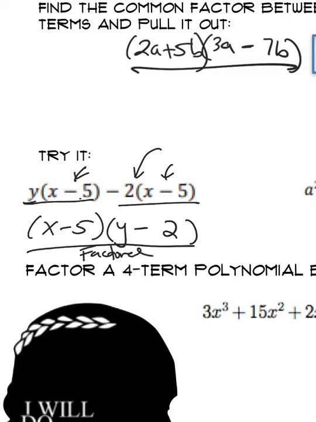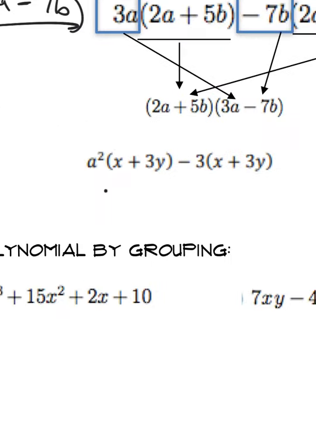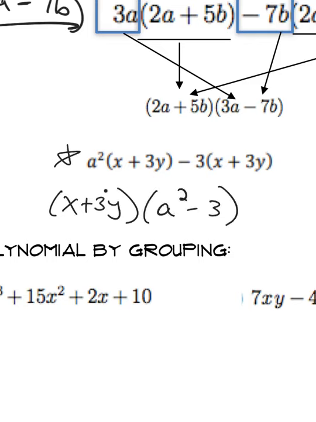If you ever think, I don't know if I did it right or not, you can remultiply it out and see if it's equal. But for the most part, people usually get this pretty good. Go ahead and try the second one here, this example, and then come back and see if you got the same thing I got. I'm pulling out x plus 3y. In my second set of parentheses, I should have x squared minus 3.